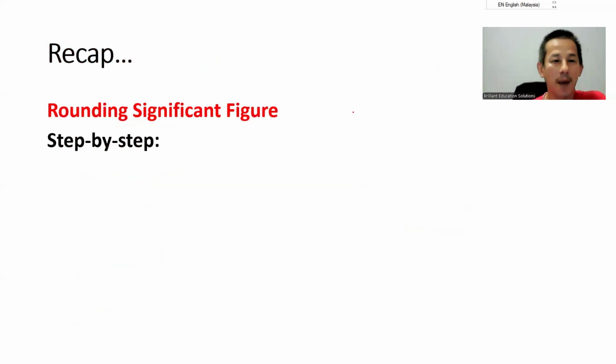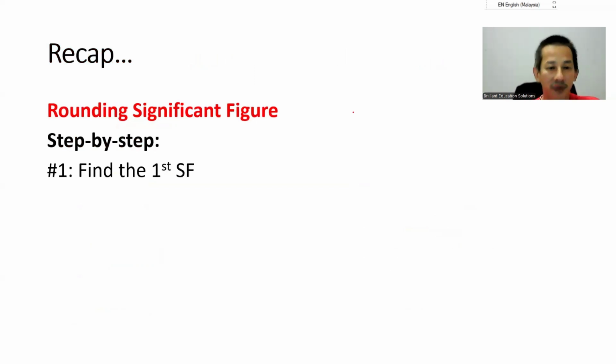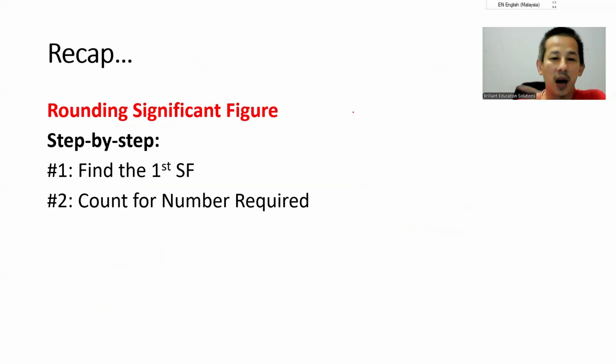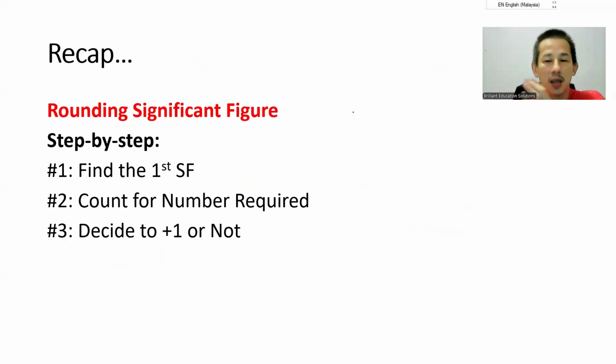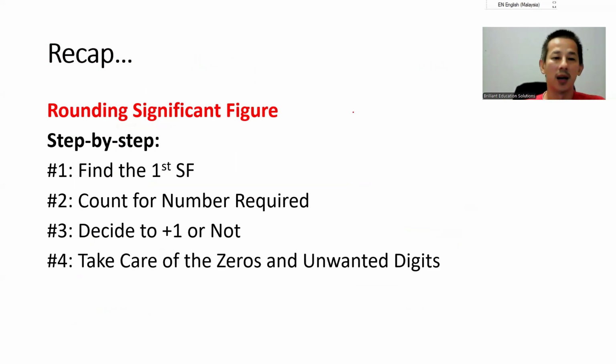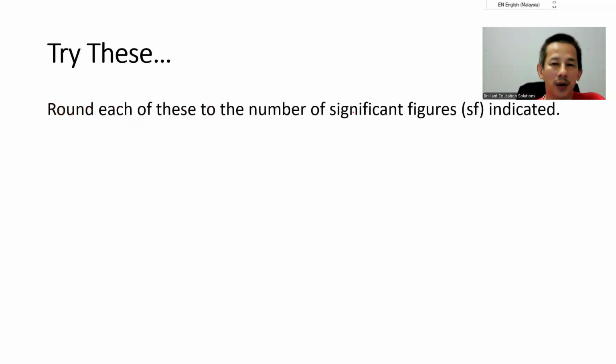As a recap, here are the steps. You find the first significant figure, then you count for the number required and decide whether to add 1 or not. And the last and most important, you need to take care of the zeros and unwanted digits: when to add and when to remove the digits. Now let's try this. Round each of these to the number of significant figures indicated.